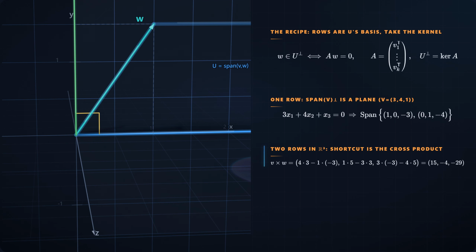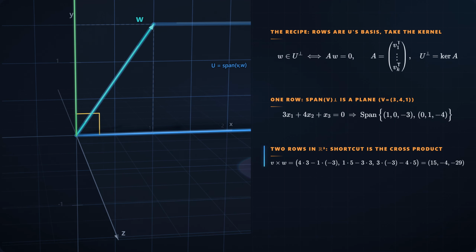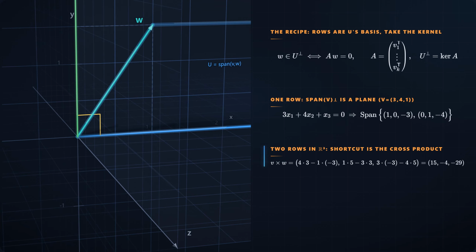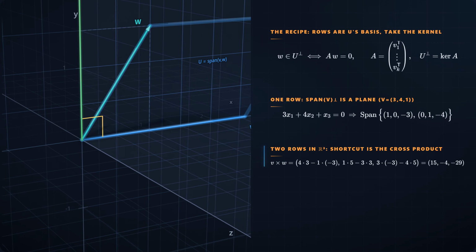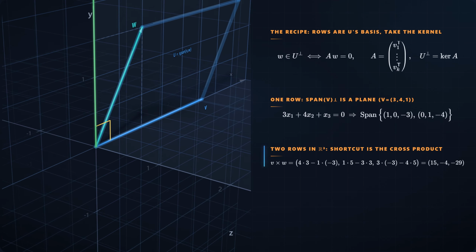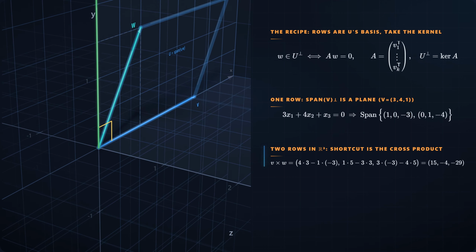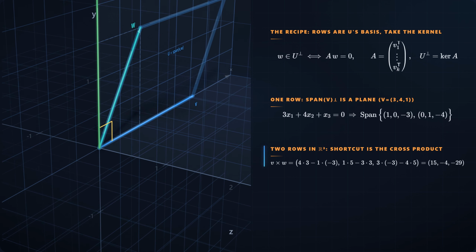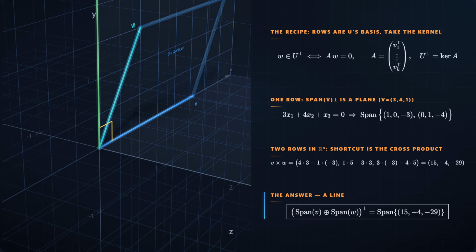Isn't there a faster path in 3 dimensions than grinding the system? There is, and it's the reason 3 dimensions are special. When U is a plane spanned by 2 independent vectors, its complement is a line, and the cross product hands you the direction of that line directly. Compute V cross W, and you get (15, -4, -29).